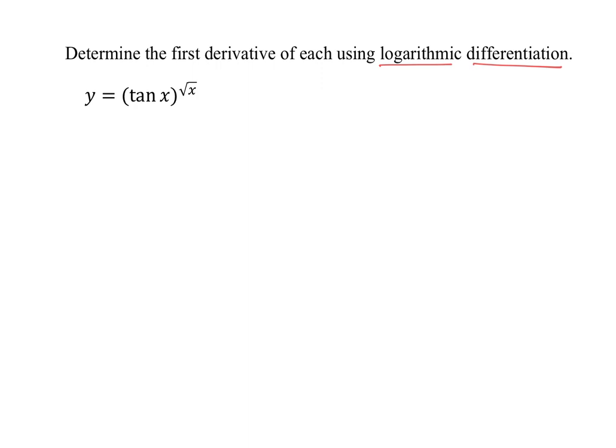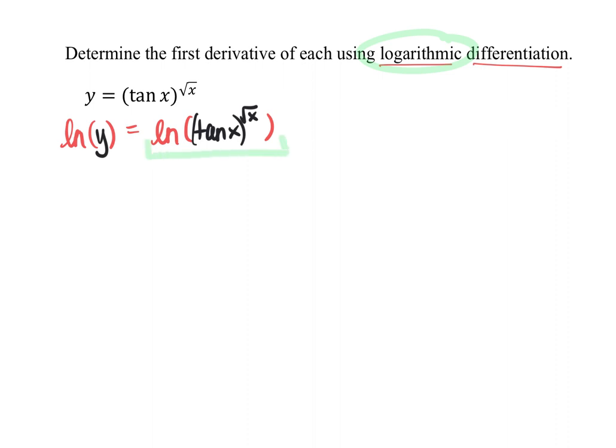So we'll start logarithmic differentiation by taking the natural log of both sides. So we're going to take the natural log of everything on the right and everything on the left. So natural log of y is equal to the natural log of tangent of x raised to the square root of x power. Now the reason we're using logarithmic differentiation, specifically logarithms, is because we can use properties of logs on the right-hand side to basically make the right-hand side look a little bit more simple.